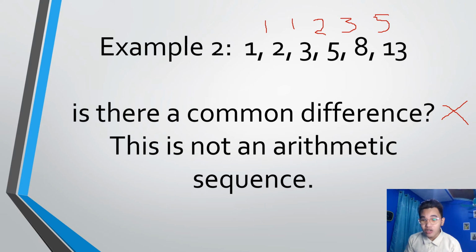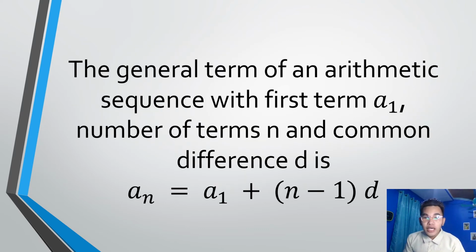So, the common difference should be equal, equal, equal, equal. They should not be different numbers. Okay? So this is actually the general term of an arithmetic sequence with first term a sub 1, number of terms n, and common difference d.